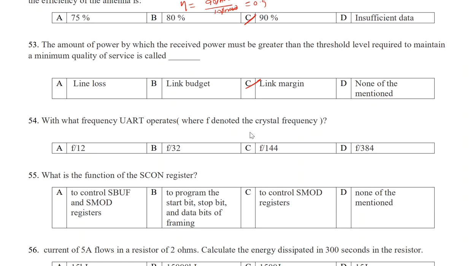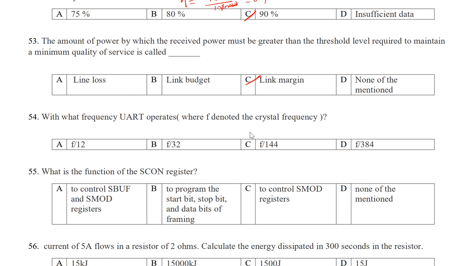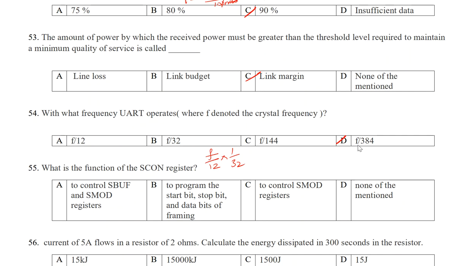Next one, that is the 54th question here. What is the frequency at which the UART operates? Here F is defined as the crystal frequency. The UART frequency is derived from the crystal frequency. So F divided by 12, and divided by 32, means 1 by 32 here. So it comes out to be F divided by 384 here.